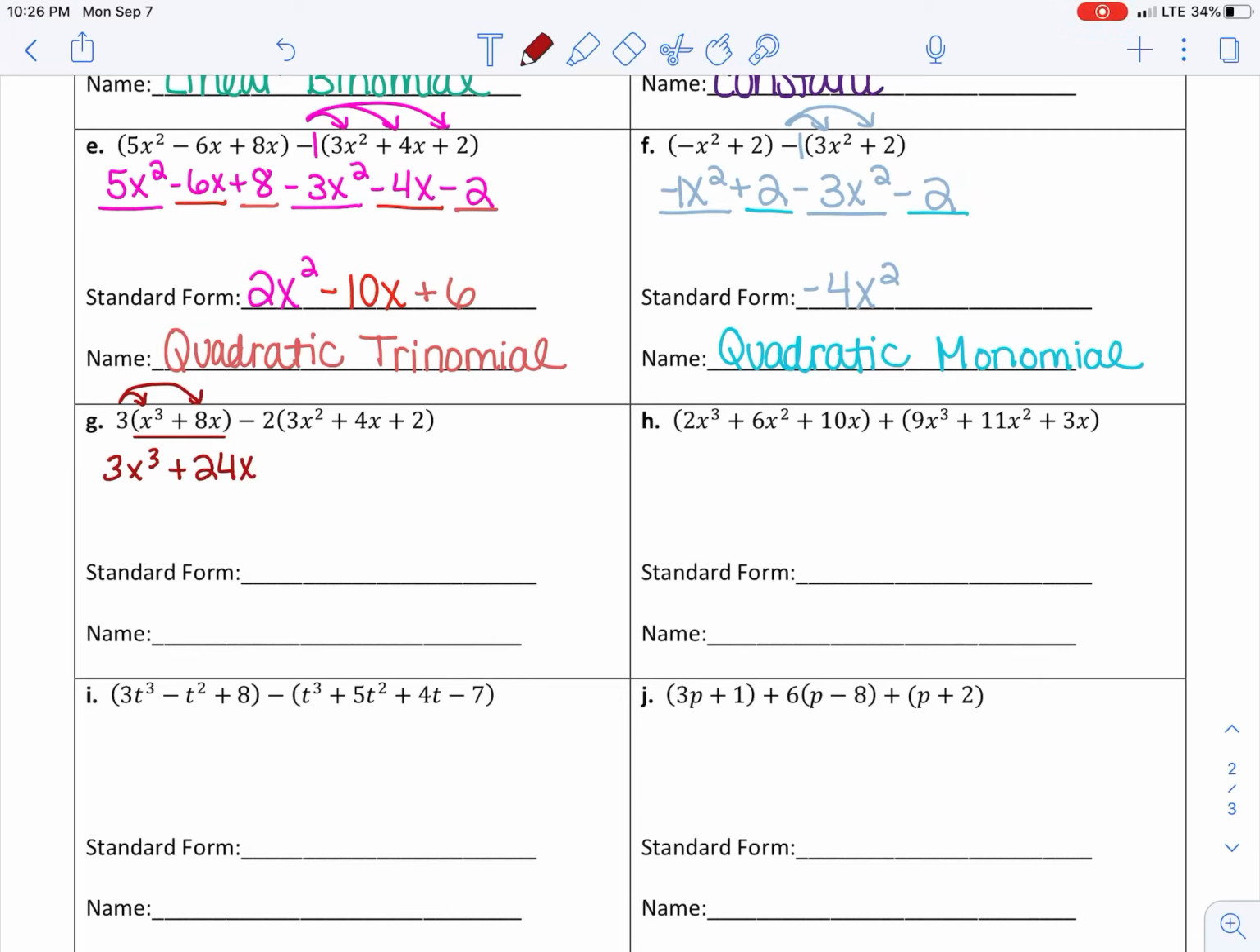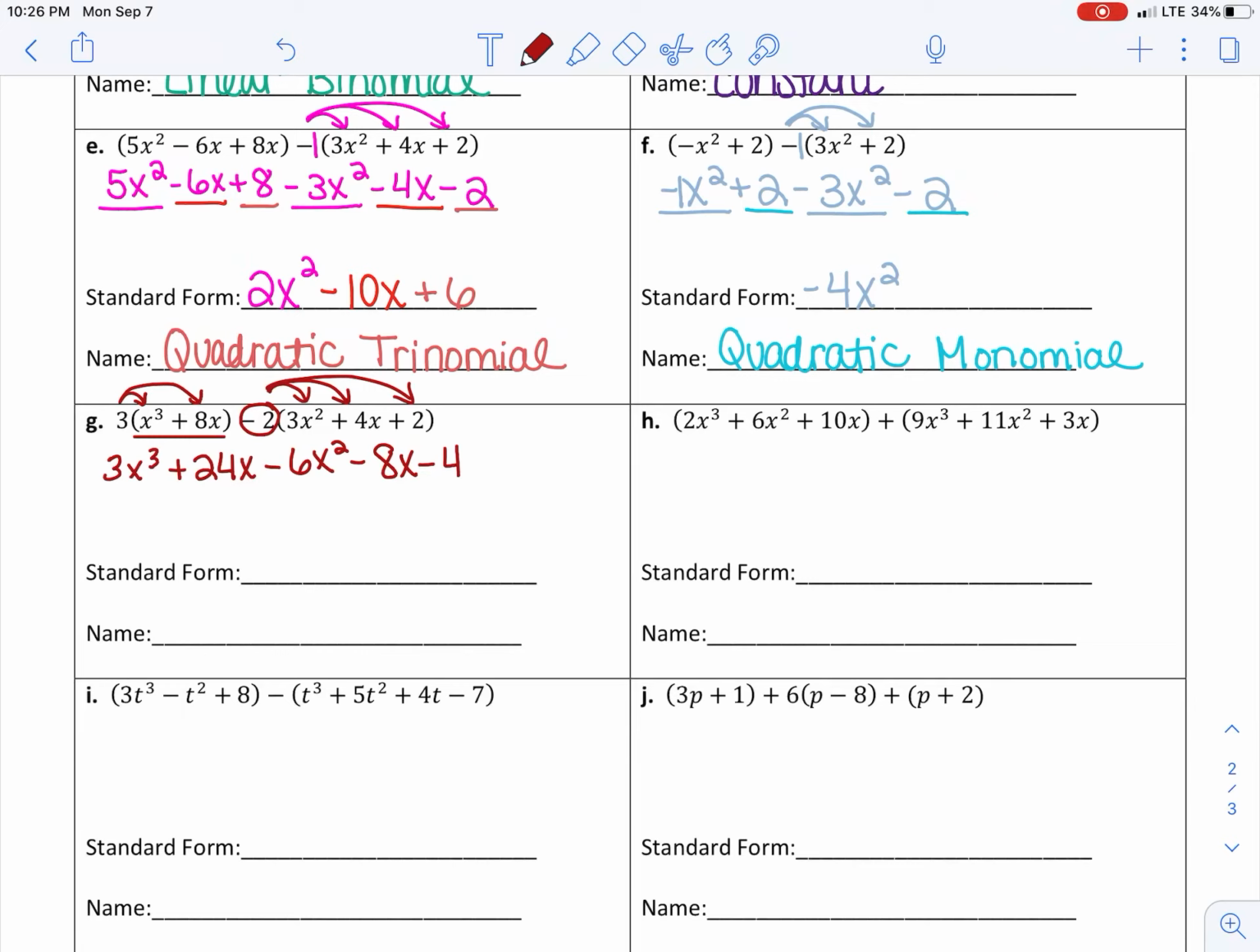Okay. And then we can't just distribute a negative 1 now because there's this negative 2 here. That negative 2 is what we're going to distribute to everything in this set of parentheses. So we take negative 2 times 3x squared, and we get negative 6x squared. Negative 2 times 4x, and we get negative 8x. And then negative 2 times a positive 2 gives me, oh, I messed up, gives me a negative 4.